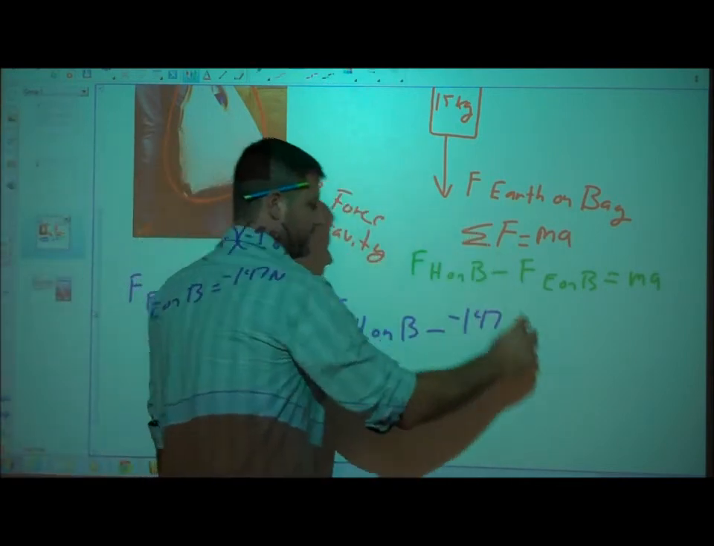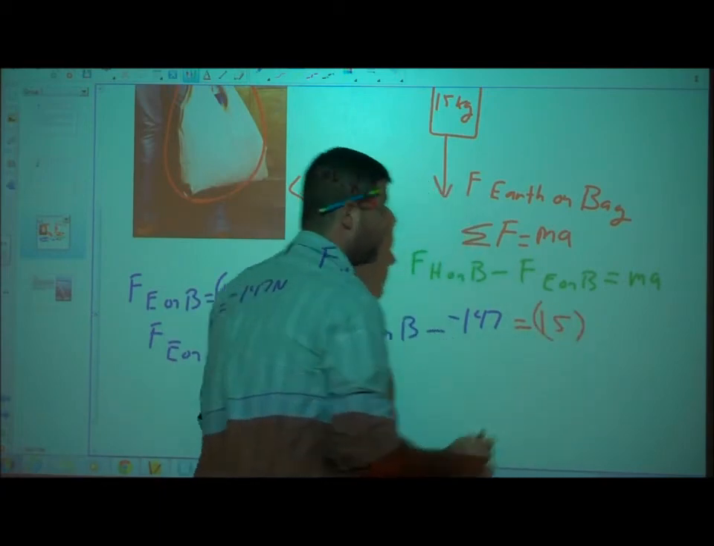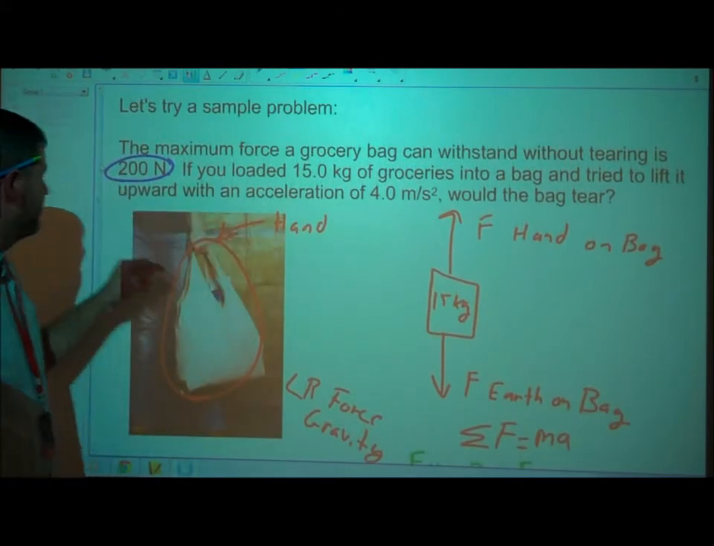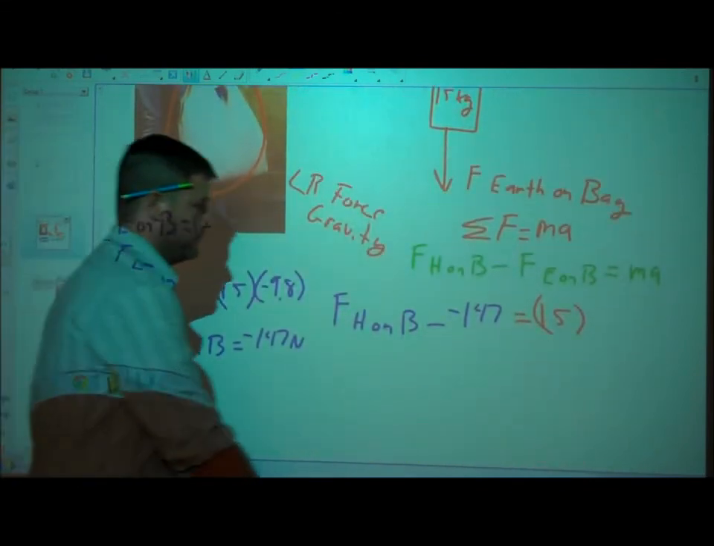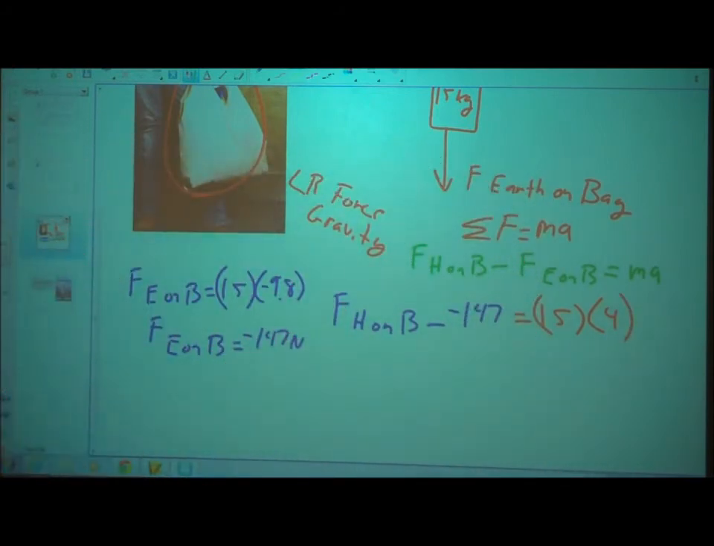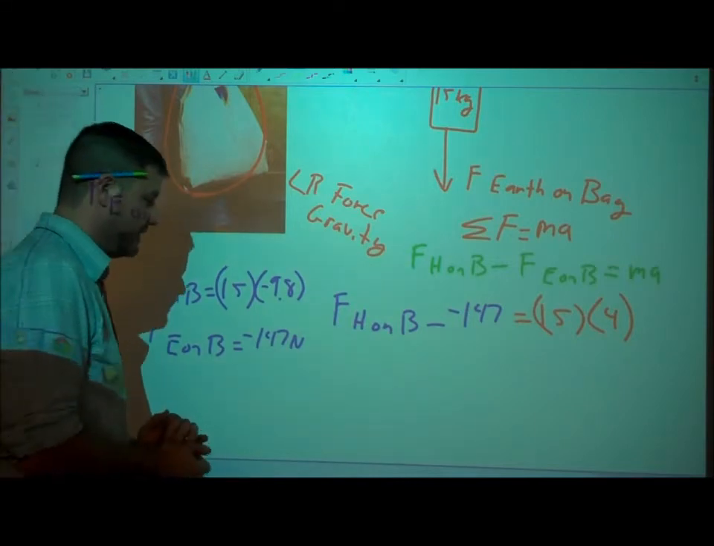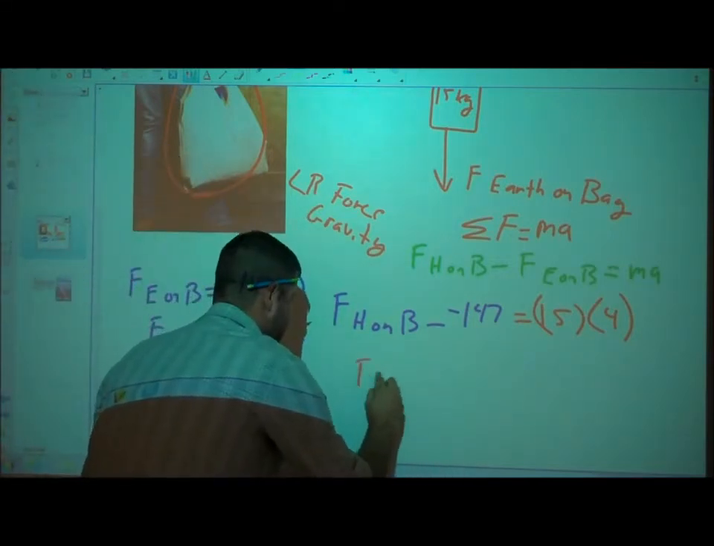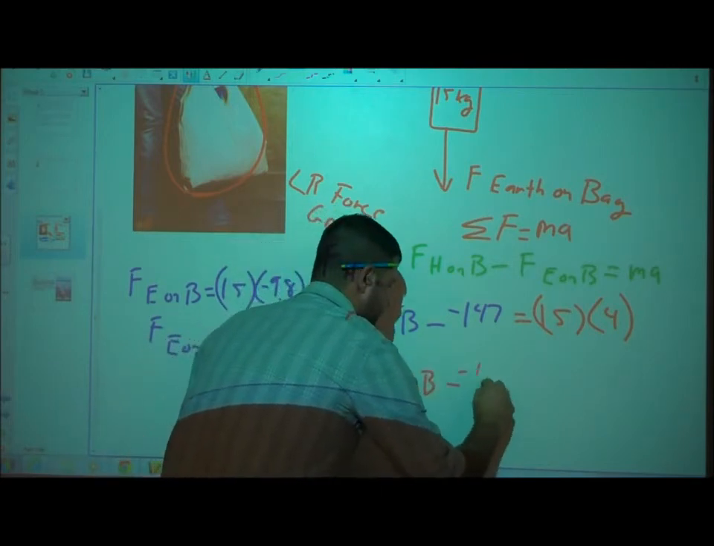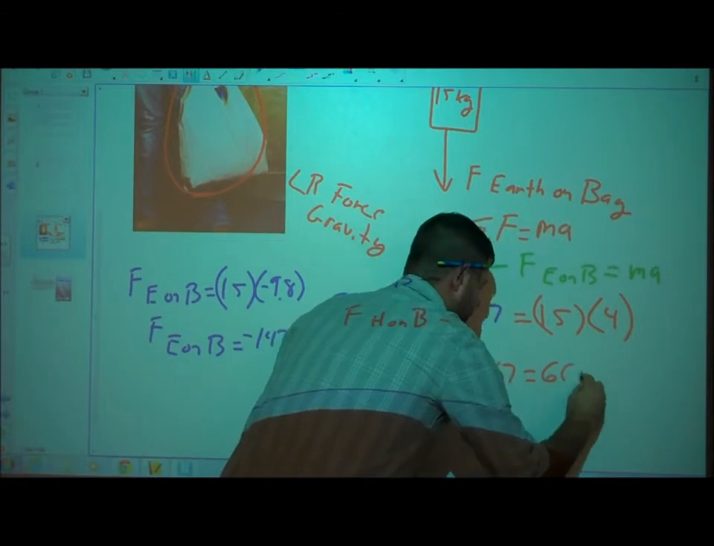Our mass is 15 kilograms, a 15 kilogram bag of groceries here, and our acceleration is 4 meters per second squared. So we get the equation: the unknown force of the hand on the bag minus a negative 147 equals 15 times 4. We know 15 times 4 is 60, so we can say that the force of the hand on bag minus negative 147 equals 60.